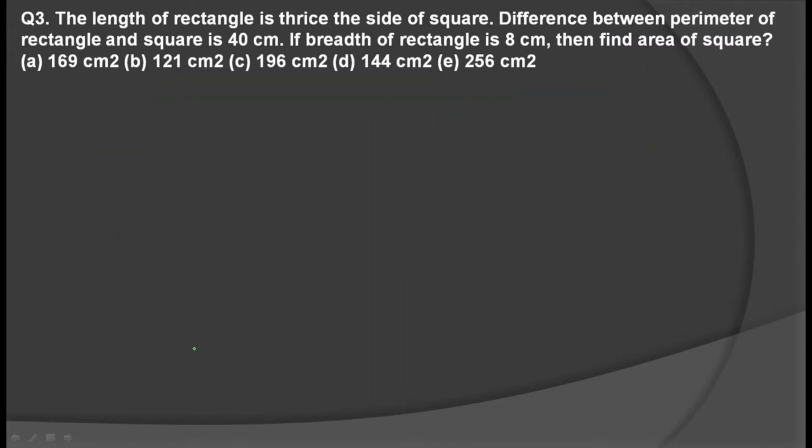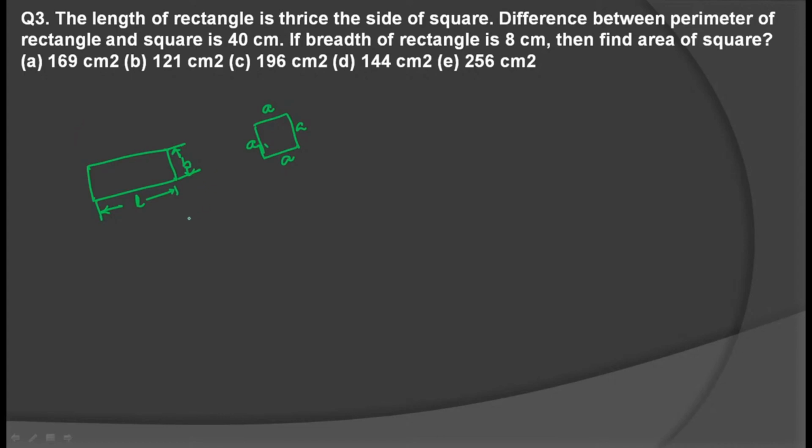Now see question number 3. The length of the rectangle is thrice the side of a square. So here there is a comparison between a rectangle and a square. We already know that if it is a square, all the sides are equal. Rectangle means this is the length and this is the width. Opposite sides are equal in a rectangle. If all the sides are equal, it's a square.